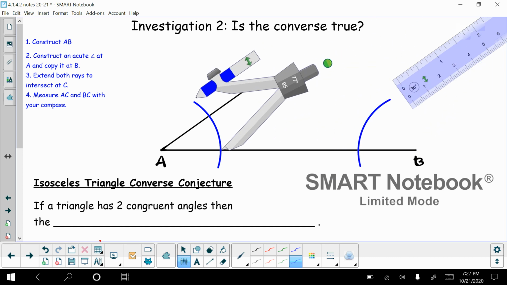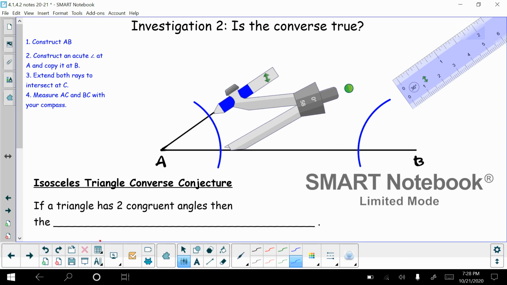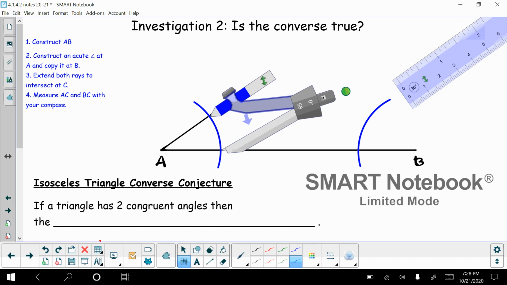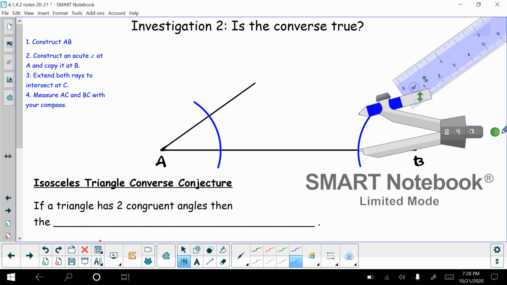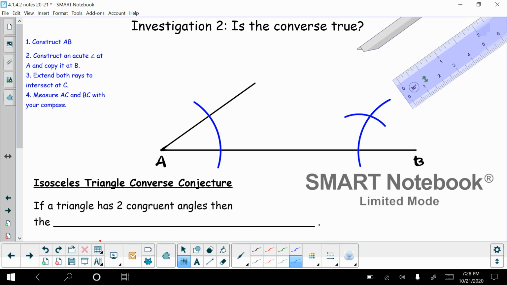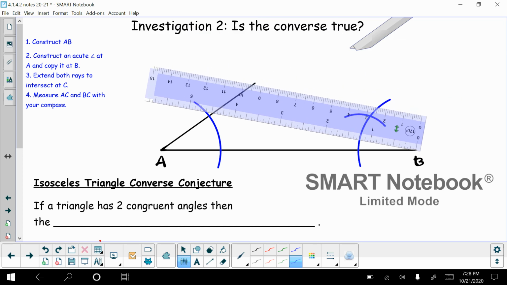And then come over here, remember, to these two intersections, we want to measure how wide they are. Make sure you're right on the intersection. Okay, so that looks good. So now I'm going to come over here, place my compass on that intersection point, make an arc like so. And then it says make or extend both rays so that they will intersect at C.